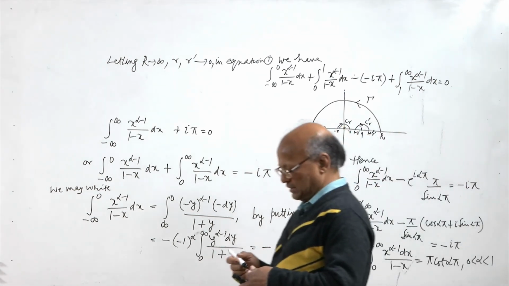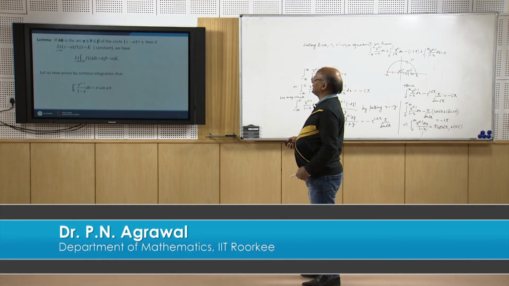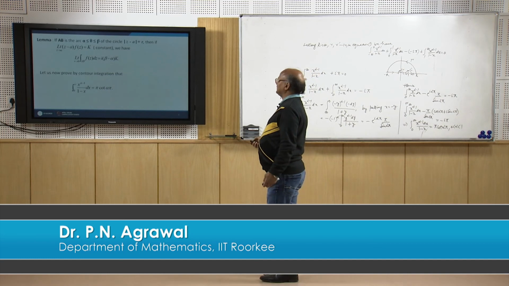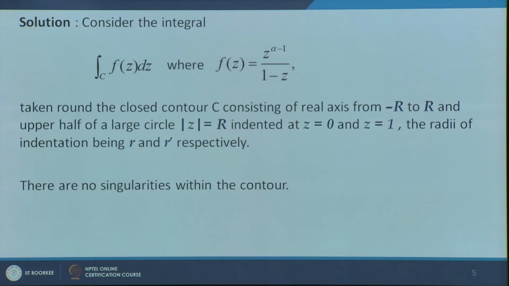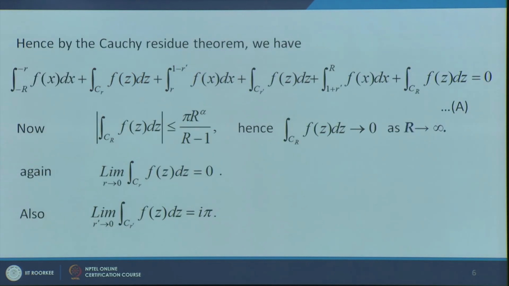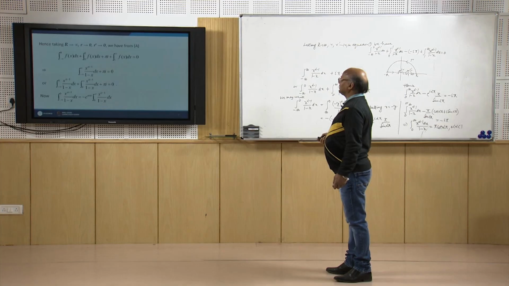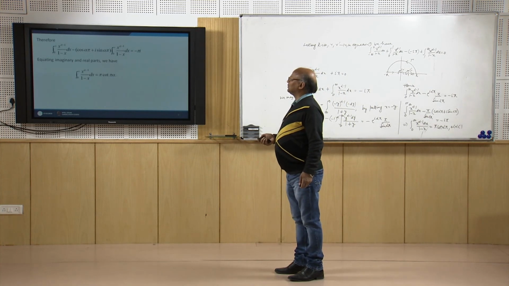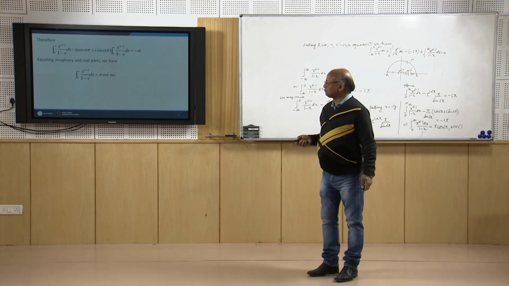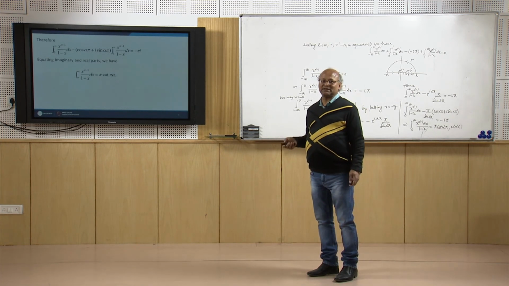So, this is how we show that integral 0 to infinity of x to the power alpha minus 1 upon 1 minus x dx is equal to pi cot alpha pi. So, this is the proof. We will make use of this in getting the solution of the Cauchy integral equation of the second kind. So, that we will do in the next lecture.